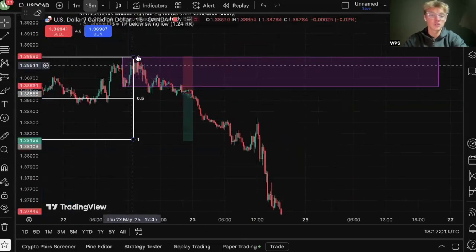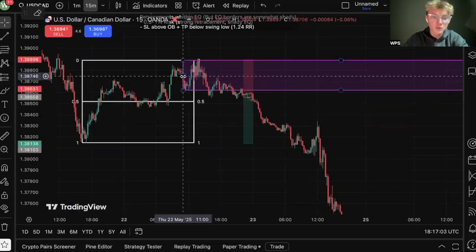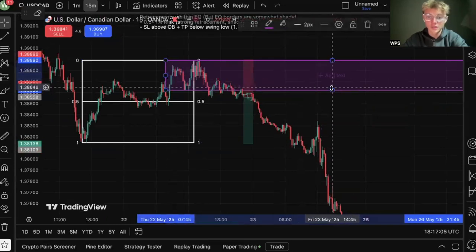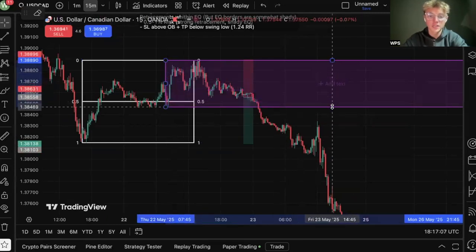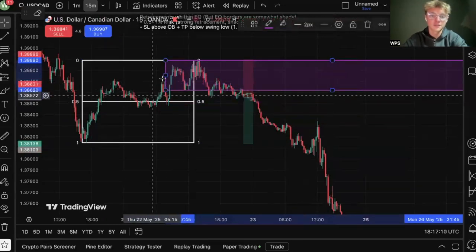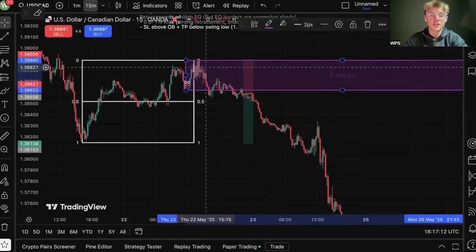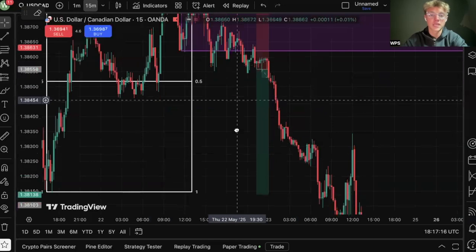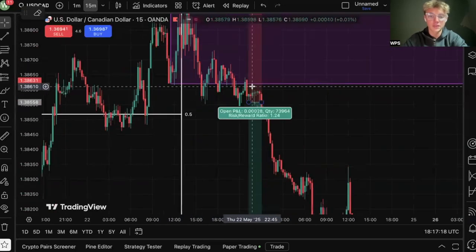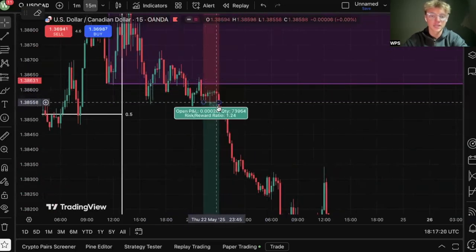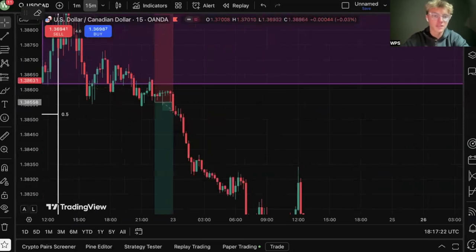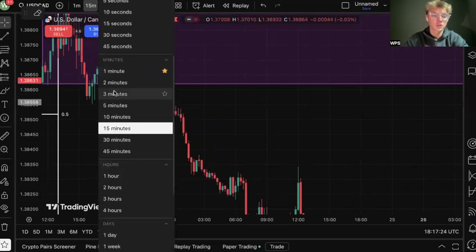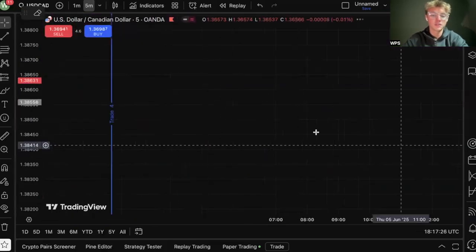So I would have marked out this order block. I suppose I also could have marked out this whole area as an order block, but more specifically, I wanted to lock in on this one. And eventually, price retraces back into this order block. And once it does, it breaks structure to the downside. And I would just have to scroll on a smaller time frame. I'll do the 5 minute, for example.